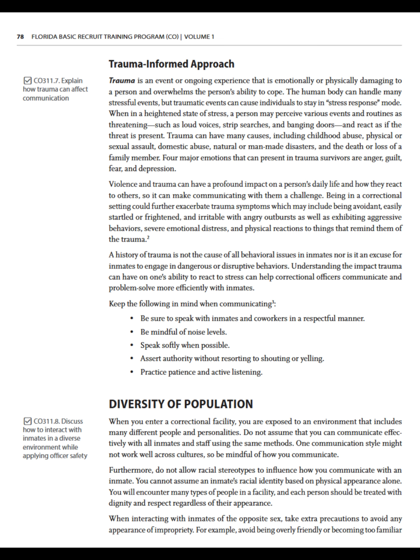Four major emotions that can present in trauma survivors are anger, guilt, fear, and depression. Violence and trauma can have a profound impact on a person's daily life and how they react to others, so it can make communicating with them a challenge. Being in a correctional setting could further exacerbate trauma symptoms, which may include being avoidant, easily startled or frightened, and irritable with angry outbursts, as well as exhibiting aggressive behaviors, severe emotional distress, and physical reactions to things that remind them of trauma.